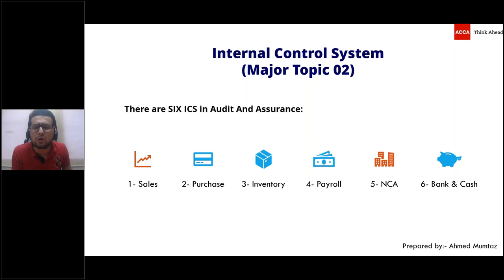What do I mean by control systems? Control systems means a set of policies and procedures. Control system means rules and regulations. Control system means a list of do's and a list of don'ts. So a control system is not a tangible system. It's about the policies and procedures, the rules and regulations which would be designed and implemented by the management just to make sure that they could achieve their objectives easily.